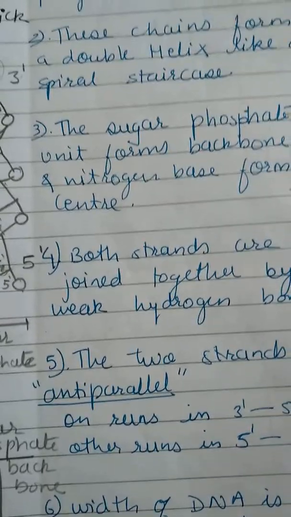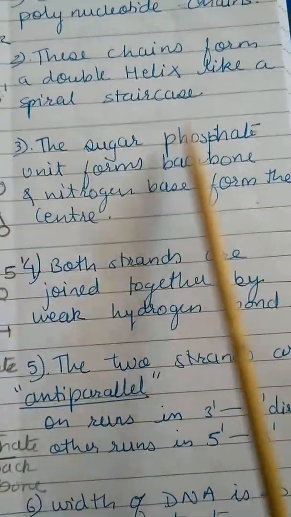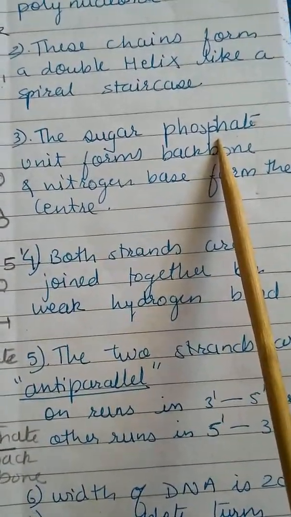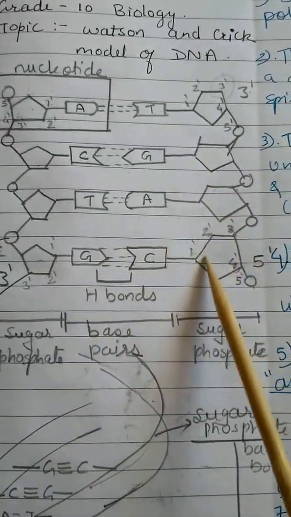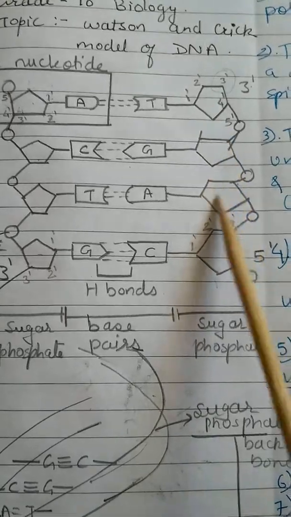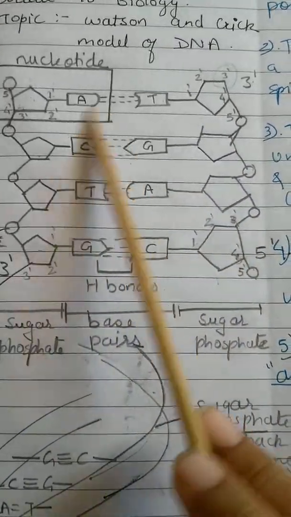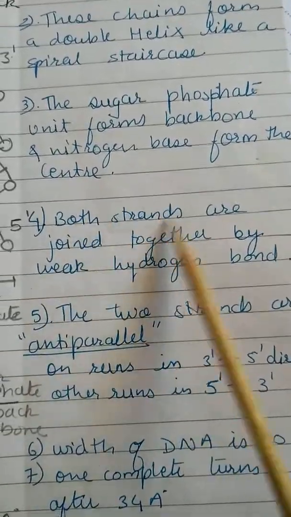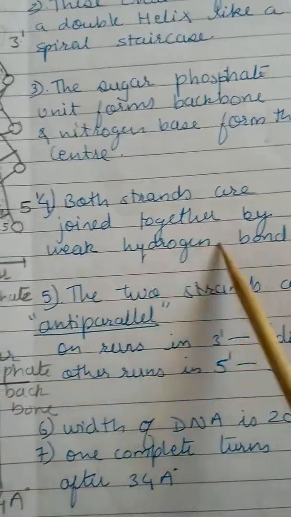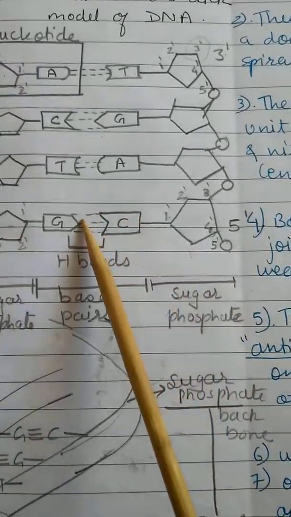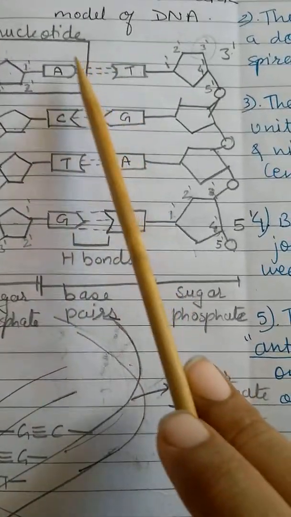The second point is that these chains form a double helix like a spiral staircase. Here I have shown you this forming a double helix like a spiral staircase. The third point is that the sugar phosphate unit forms the backbone and the nitrogen bases form the center. Here this is the backbone, meaning they form the main structure, and in the center are the nitrogen bases.